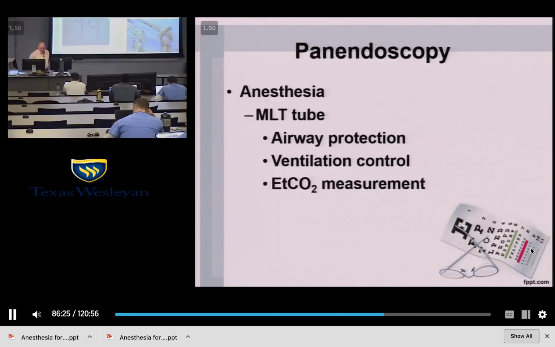All right? If you're using an MLT tube, or a micro laser tube, that's going to provide airway protection, ventilation control, and end-tidal CO2 measurement. Okay? Now, if the surgeon sees something, if the ENT doc sees something in there that he needs to laser, right?